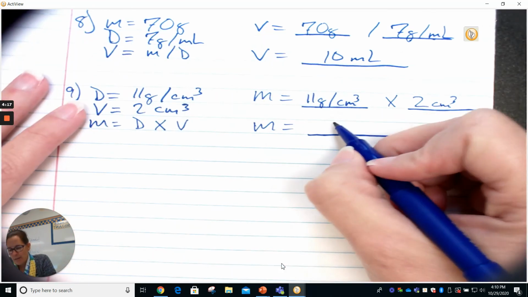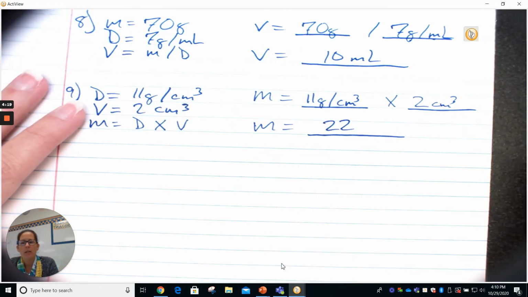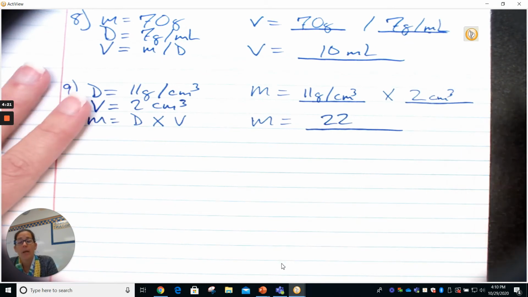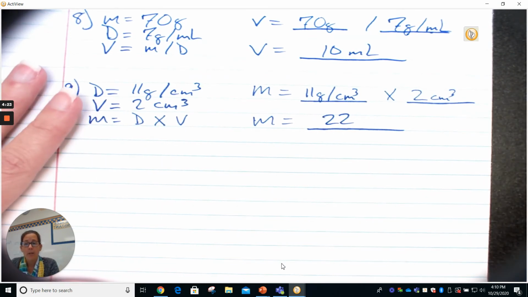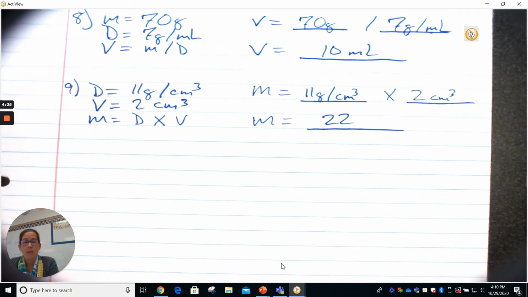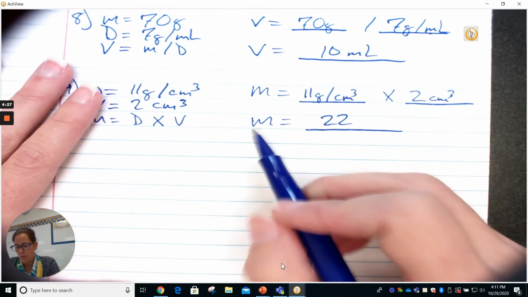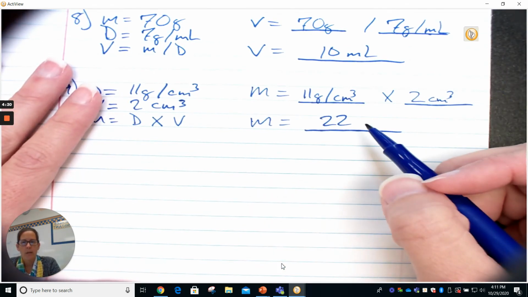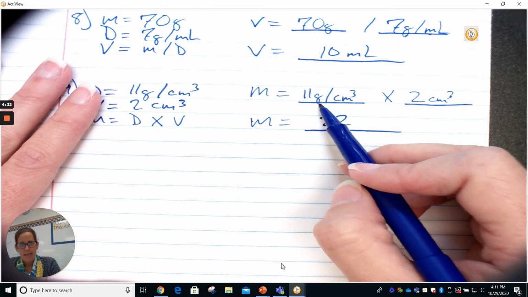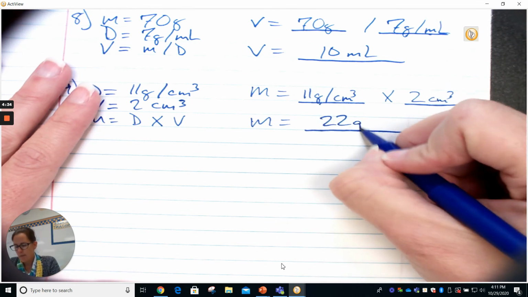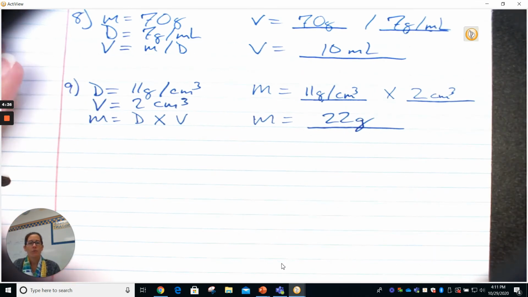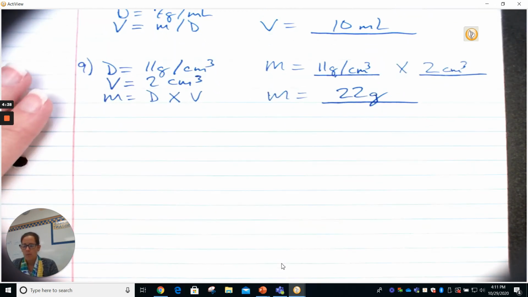Now, if you don't want to use your calculator, you don't have to. I bet a bunch of these that you could do in your head, and that's totally fine. But there's no shame in that calculator game. Okay, you've got it. You can use it. You can if you want to. So what unit would we put on this 22 right here? That gram right there. So we're going to bring that down. And there's our answer. Mass equals 22 grams for number 9.